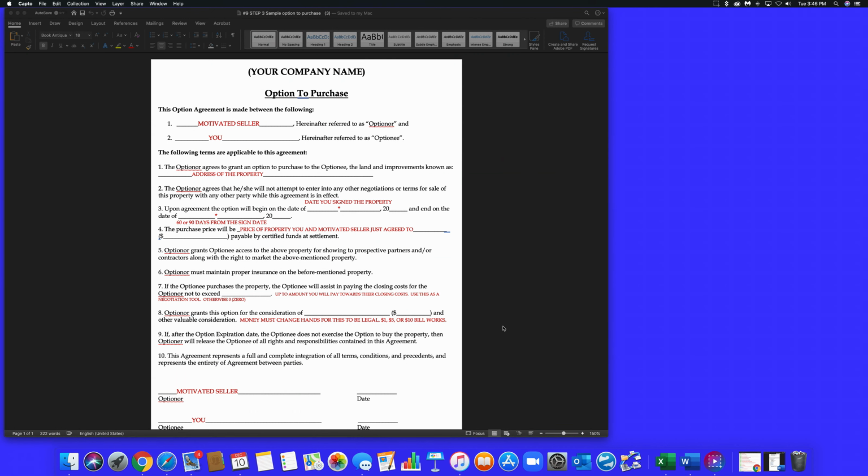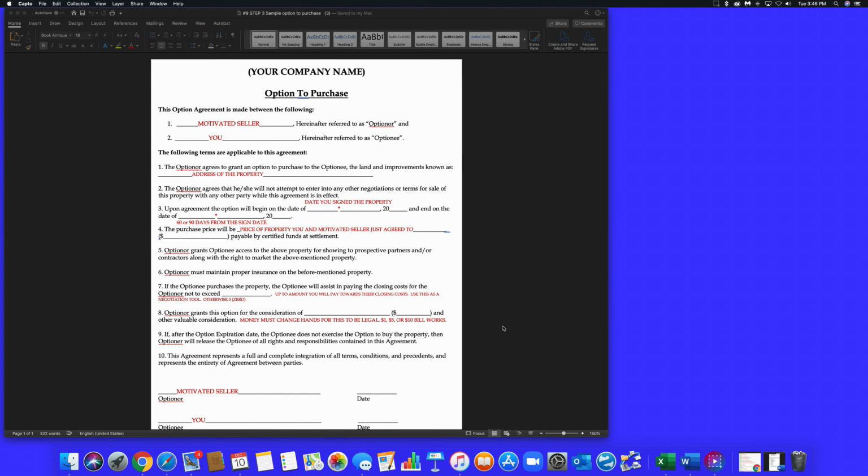All right, so let's talk about this option to purchase agreement. This is the simple marketing agreement, as I call it, that you're going to sign with the motivated seller. Now, you understand that this is how you gain equitable interest in the property to be able to market it for this motivated seller. So let's go through a couple things throughout this contract just to make sure that it's clear.